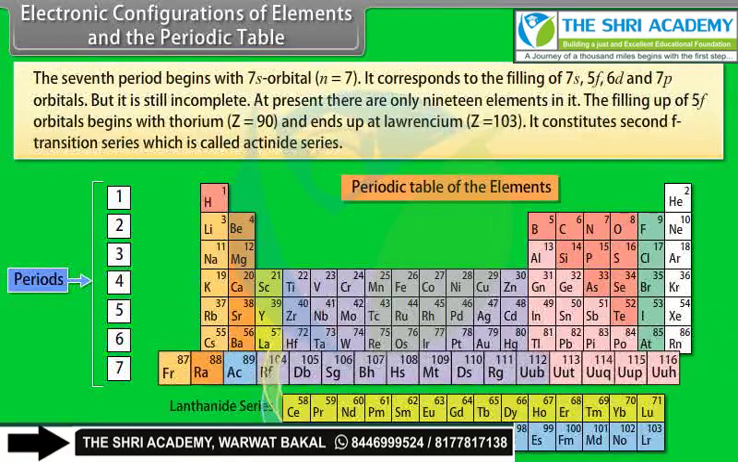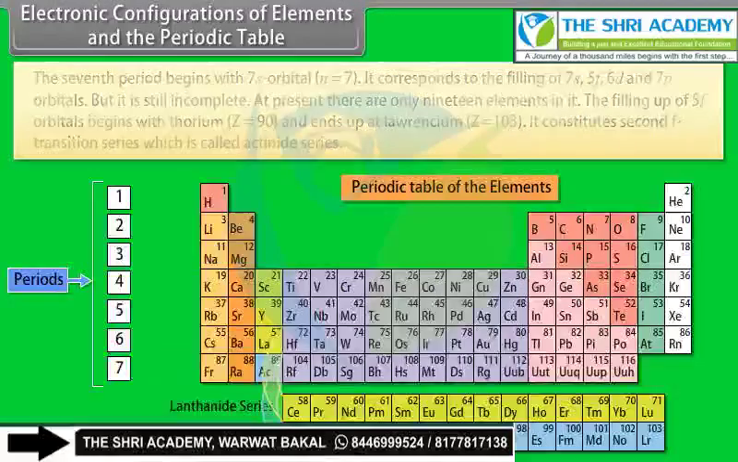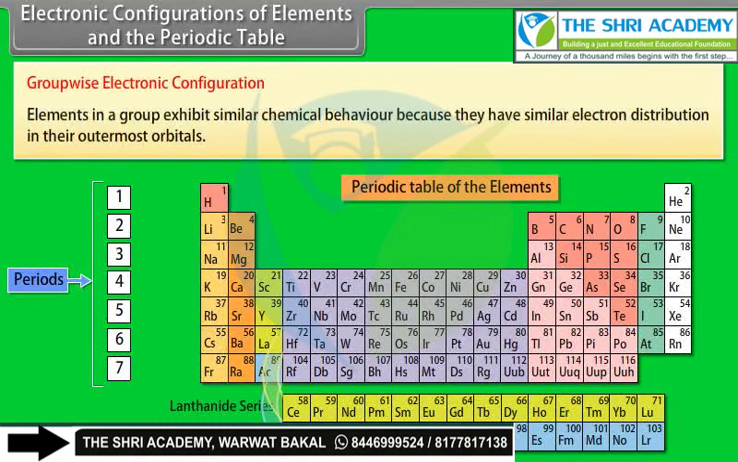The seventh period begins with 7s orbital, that is, n equals 7. It corresponds to the filling of 7s, 5f, 6d and 7p orbitals, but it is still incomplete. At present, there are only 19 elements in it. The filling up of 5f orbitals begins with thorium, atomic number equals 90, and ends at lawrencium, atomic number equals 103. It constitutes the second f transition series, which is called the actinide series. Group-wise electronic configuration. Elements in a group exhibit similar chemical behavior because they have similar electron distribution in their outermost orbitals.